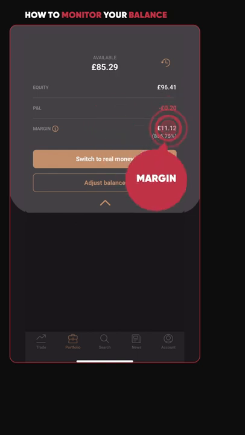And your margin, that's the money that you have tied up as margin deposit for your existing open positions. If you have a position currently open, you'll see these numbers changing as the market moves.